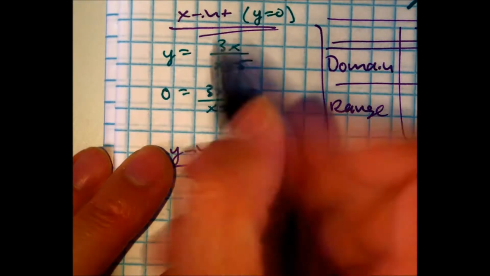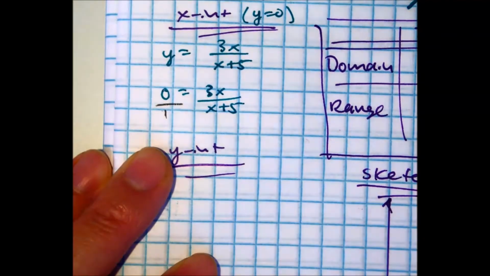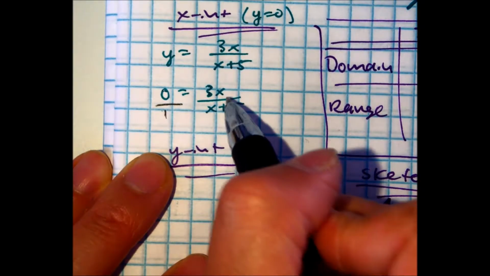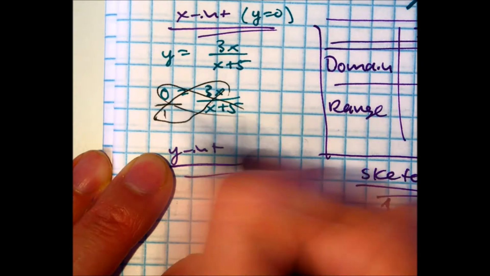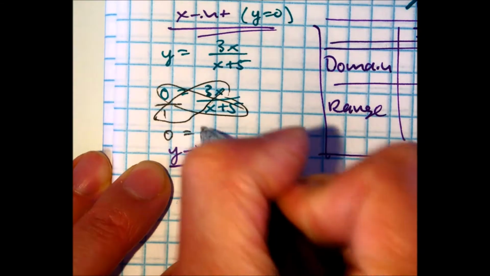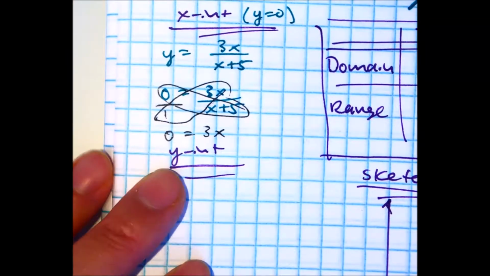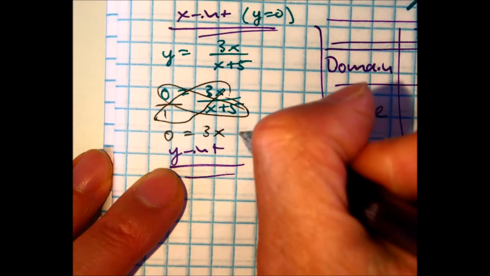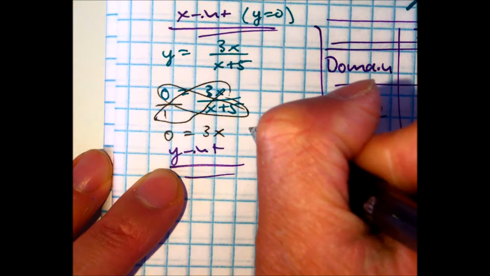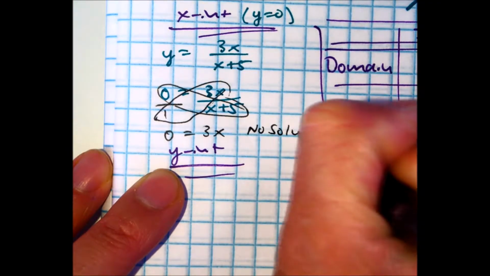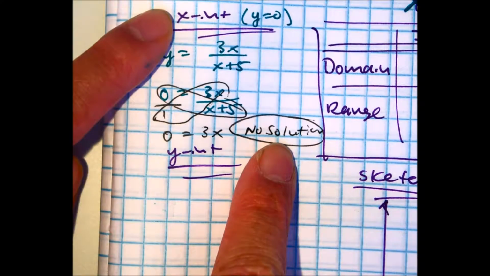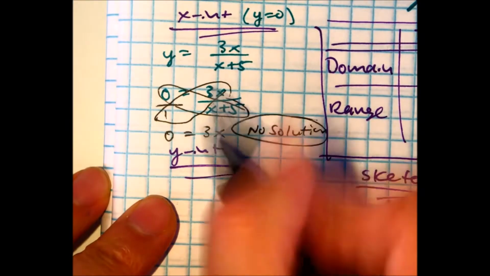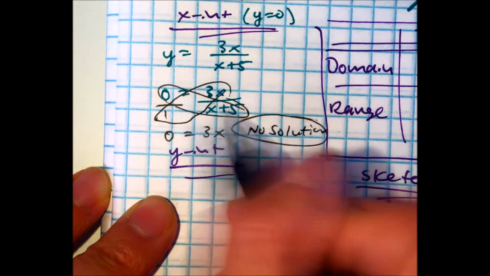Class, how do you make 0 a fraction? I have a proportion, two fractions equal to each other. I can cross multiply. 0 equals 3x. Class, when does 0 equal 3x? Never. No solution. So there is no x-intercept. So that's just 1 times 3x, and this is 0 times the expression, and that turns into 0.